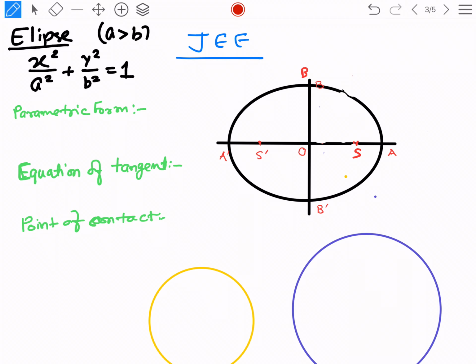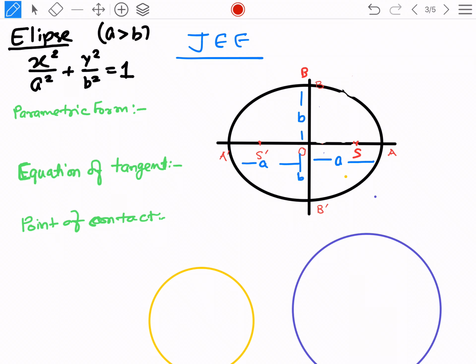So now students, about ellipse, we have already read in class 11 the equation of ellipse. Here we will take a standard form of ellipse, and in standard form generally we will use a greater than b. So the equation of ellipse, we know, is x square by a square plus y square by b square is equal to 1. And we know what a is: a is the length of half the major axis, and these both are a. And b is the length of half the minor axis.